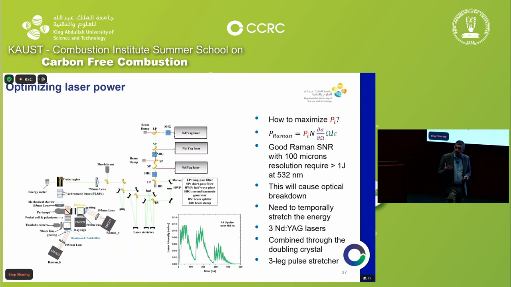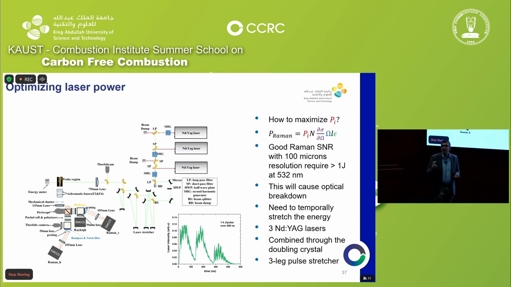In order to have a sufficient signal-to-noise ratio for measurement in turbulent flames, we need a power at atmospheric pressure of about 1 joule per pulse. Okay? If I focus 1 joule per pulse to a spot of 100, 200 micron, I'm going to break down. So I'm generating a plasma, pretty obvious. It can be fairly loud, actually. So we need to temporally stretch the beam.